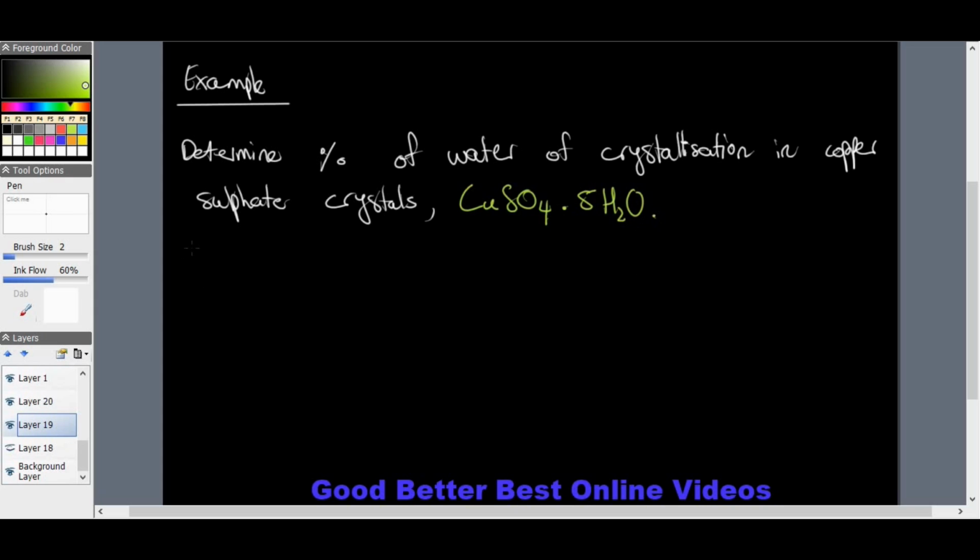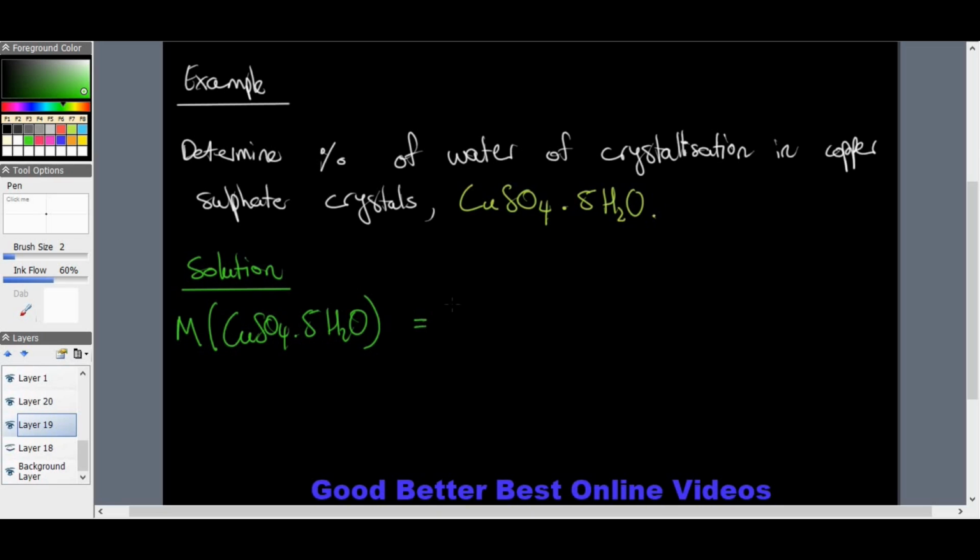Let's have a look at the solution. That's the question. Remember, this is just an example, so I'll do the solution for you. First things first, how are we going to find out what's going on here? We need to first have a look at the molar mass of this compound, CuSO4.5H2O. Don't worry much about this dot right now.